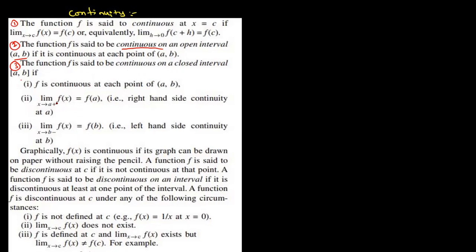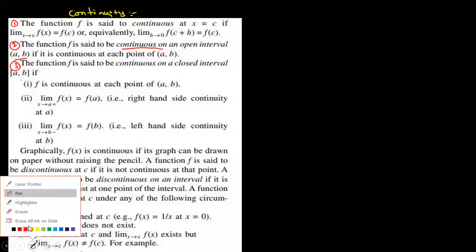The limit as x tends to a plus of f of x is equal to f of a. That is right-hand continuity, right continuous at x equal to a. Third one is the limit as x tends to b minus of f of x is equal to f of b. Then that is called left continuous at x equal to b.